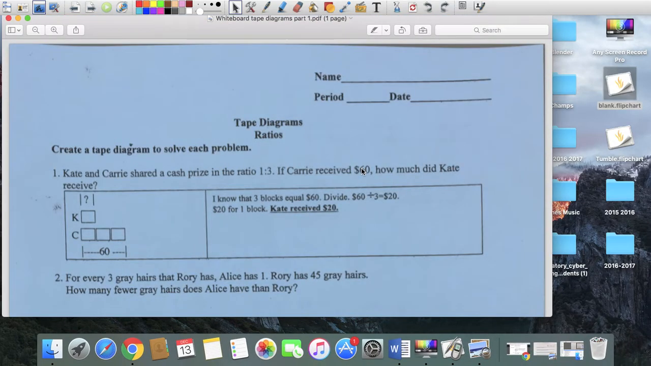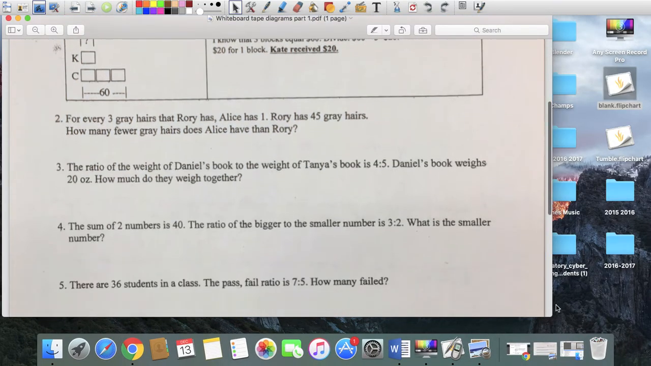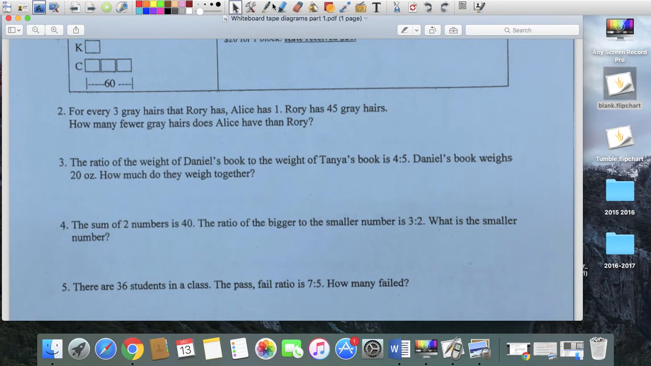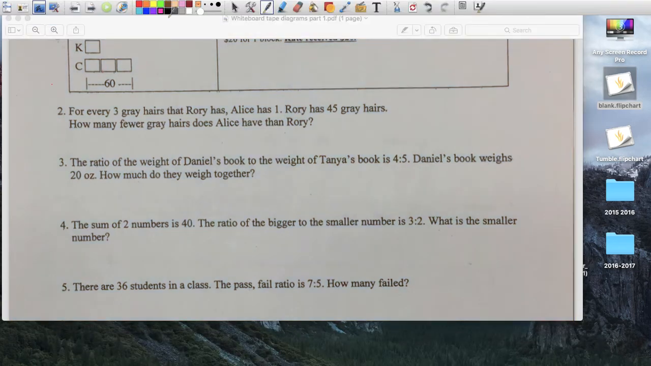So question number 1. Actually, I'm going to jump to question number 2. For every 3 gray hairs that Rory has, Alice has 1. So the idea here is to set up your ratio. There's no room here, so I'll do it on the side. Rory, this is Alice, and I'm going to do 3 boxes to represent each unit, the ratio 3 to 1, and last is going to be 1 box. I'm not going to write 1 1 1 1 because everybody knows. So here's a 3 to 1 ratio.